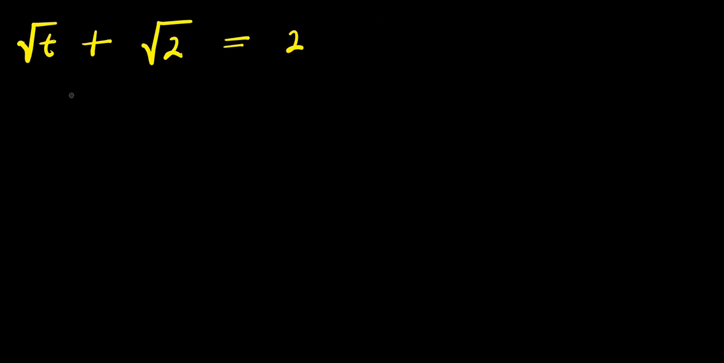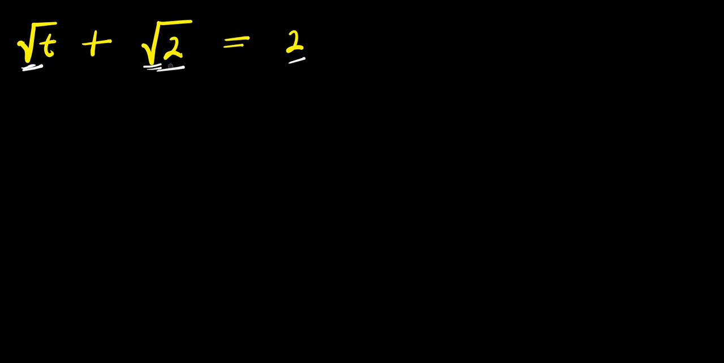Hello, how to solve this radical problem? This is square root of t plus square root of 2, and this equals 2. We are solving for all values of t that satisfy this equation. Now, there is a square root here. There is another square root here. We need to eliminate the square root.